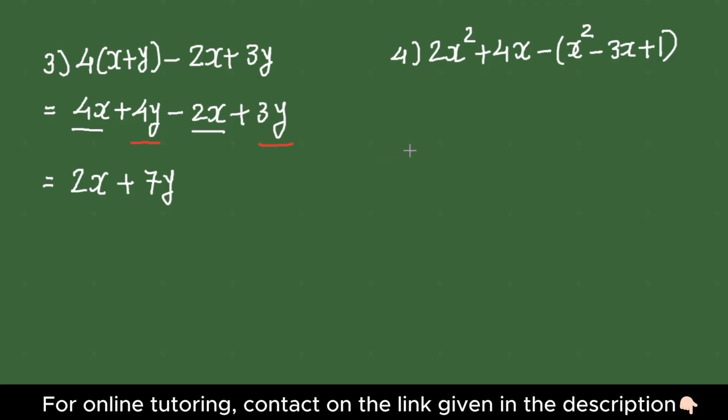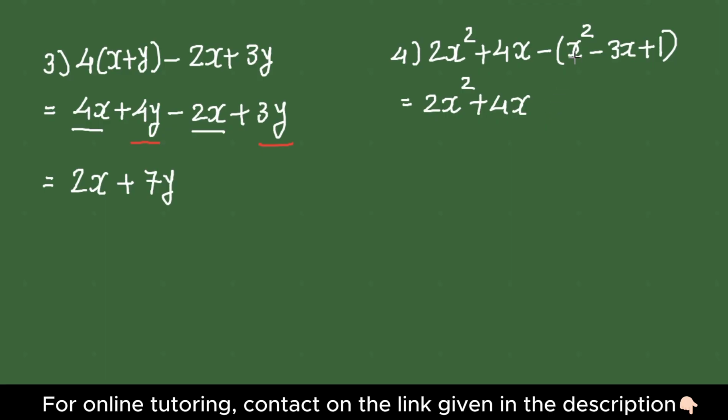Now let us talk about the last question. 2x square plus 4x minus, in the parenthesis, x square minus 3x plus 1. Let us keep 2x square plus 4x as it is. After then we have a negative sign in front of the parenthesis. So whenever we open the parenthesis, the signs inside the parenthesis will change.